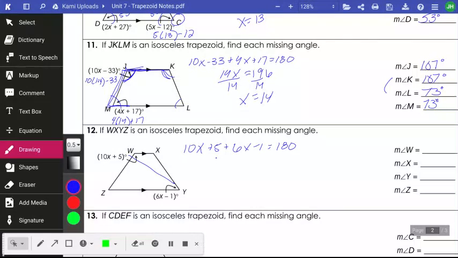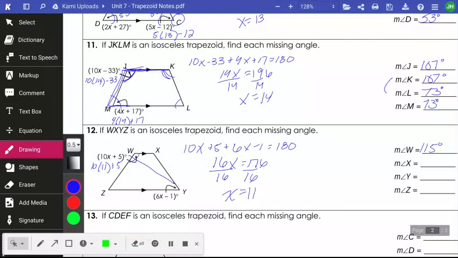If I combine my like terms and I subtract the 5 over to the right and add the 1 over to the right, I will have 16x is equal to 176. Divide both sides by 16, and I will get x is equal to 11. Okay, if I need to find angle W, I have an equation for that. So I can do 10 times 11 plus 5, and that will give me 115 degrees.